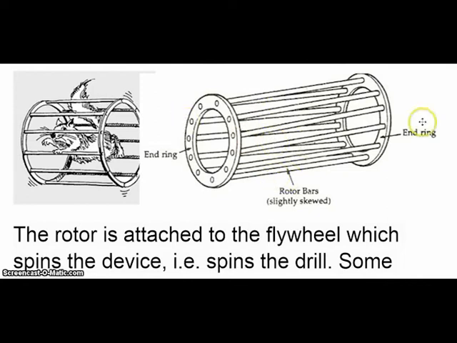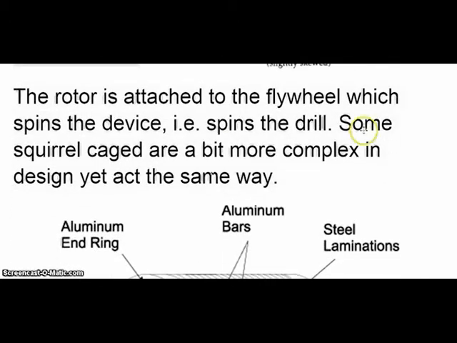But it's not a generator. We are talking about a motor. So we want electricity to travel through this cage, but we don't want eddy currents to produce heat. That would be inefficient. So the rotor is attached to a flywheel which spins the device, i.e. spins the drill. So essentially your drill bit, or whatever component you're spinning, is attached to the rotor.